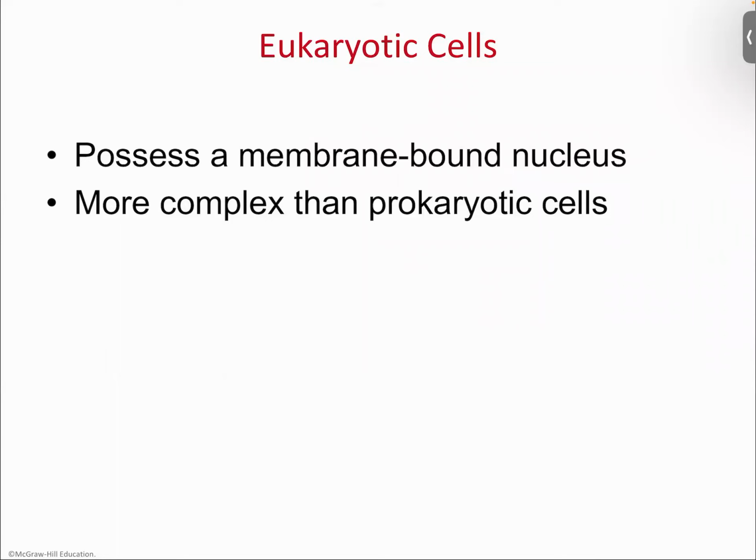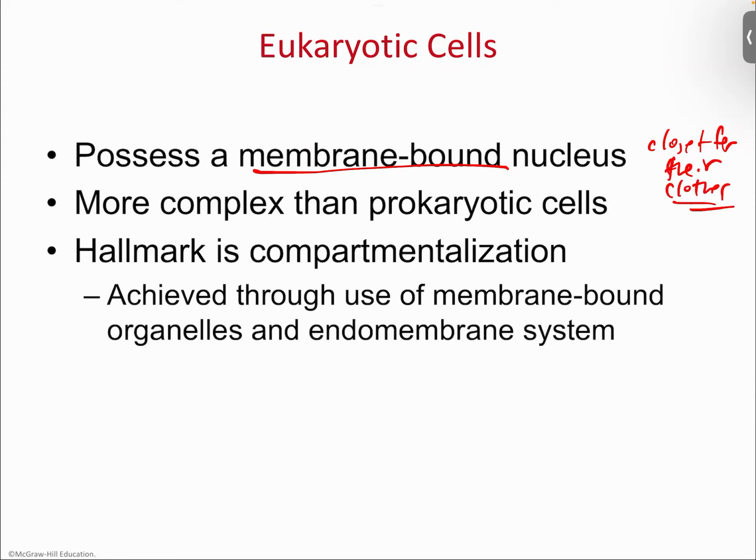Okay, so now let's take a look at eukaryotic cells. What's the deal with them? Well, first of all, they've got a membrane-bound nucleus. That basically means they've got a closet for their clothes. That's like their cellular closet for their DNA. They are more complex, but compartmentalization is the key here.